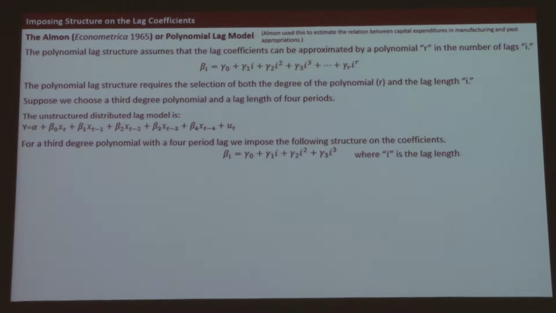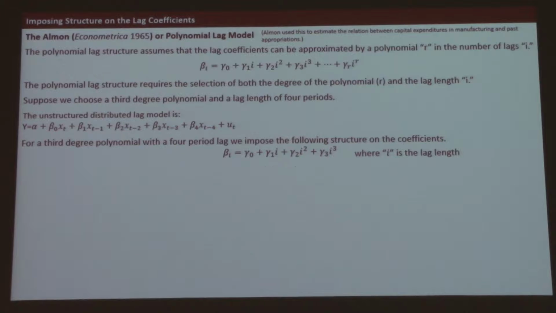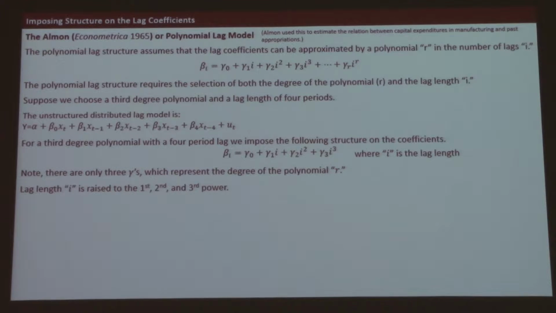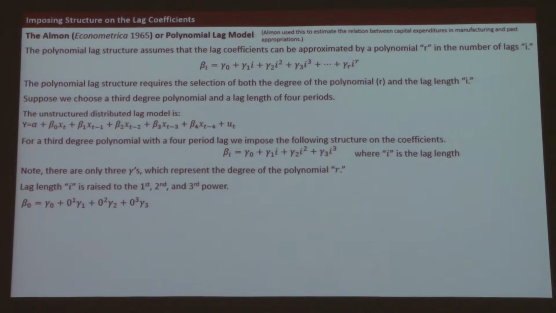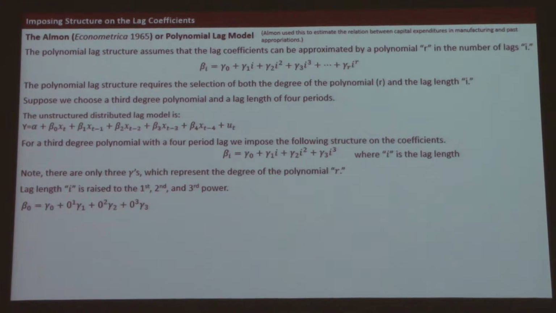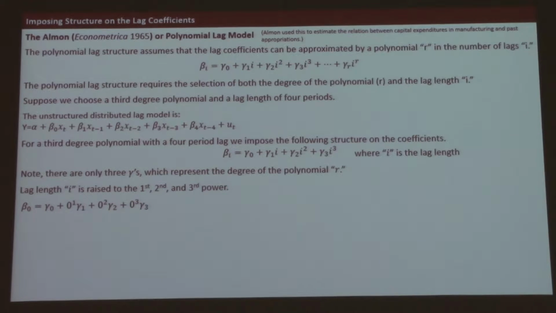All right. Where i is the lag length. So we're literally going to take the lag length and raise it to the first, second, and third power. I mean, it seems kind of silly. So for beta 0, the coefficient of xt, what's the lag length on that coefficient? What's the lag of xt?